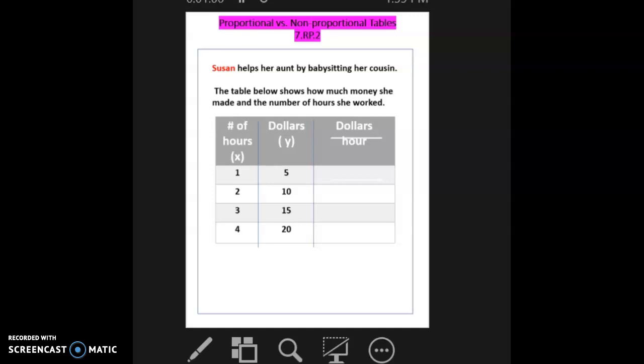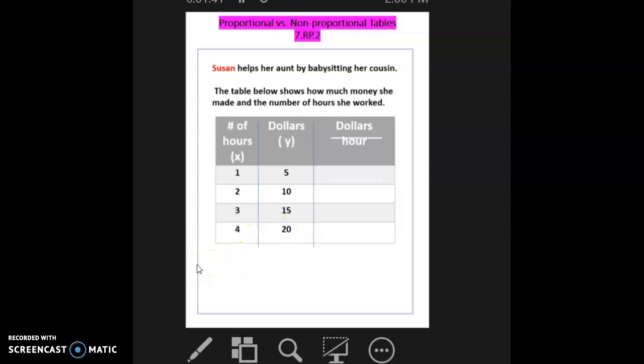So let's look at the first example. Susan helps her aunt by babysitting her cousin. The table below shows how much money she made and the number of hours she worked. So let's just look at the table. We call the first column the X's, the number of hours, and the second column, the Y's, the number of dollars. So this means in 1 hour, Susan made $5. In 2 hours, she made $10. In 3 hours, she made $15. And in 4 hours, she made $20.